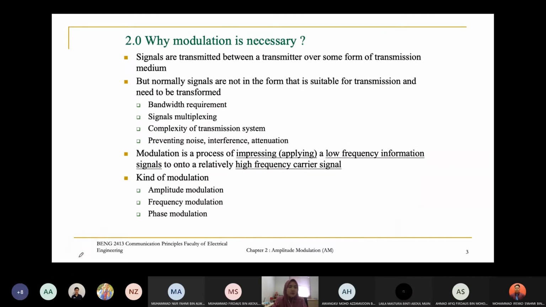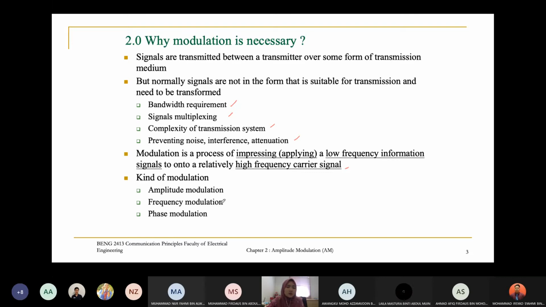So why do we need modulation? Previously you already know that you need modulation in order to convert the information signal into a signal suitable for the transmission channel. The signal needs to be transformed in order to fulfill the bandwidth requirement, signal multiplexing, complexity of the transmission system, and also to prevent noise, interference, and attenuation. This one I already explained.